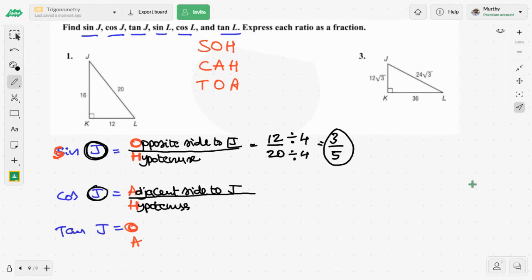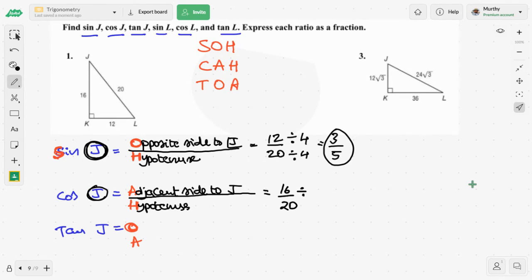And next, coming to the second part, cos J, adjacent over hypotenuse. So here is J. Please remember, adjacent means the side next to the angle, other than the hypotenuse. Please don't forget, when we talk about adjacent, identify the angle, and the side next to the angle other than the hypotenuse is called the adjacent side. So here I see that it is 16 units and the hypotenuse is 20, therefore 16 over 20.